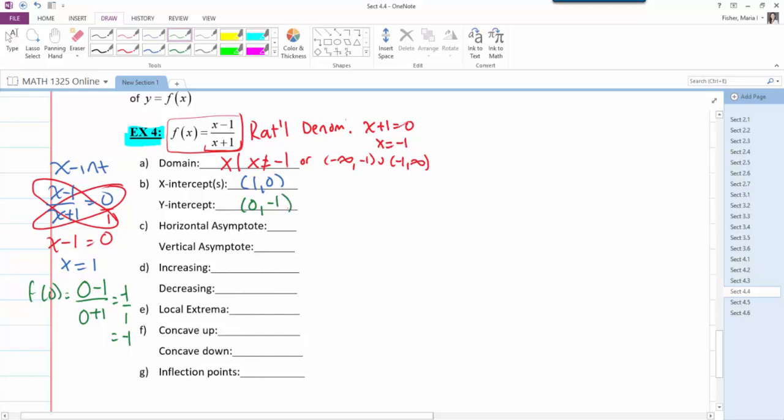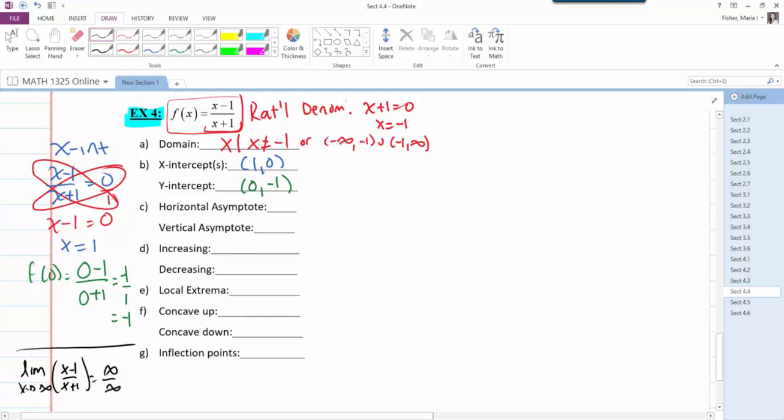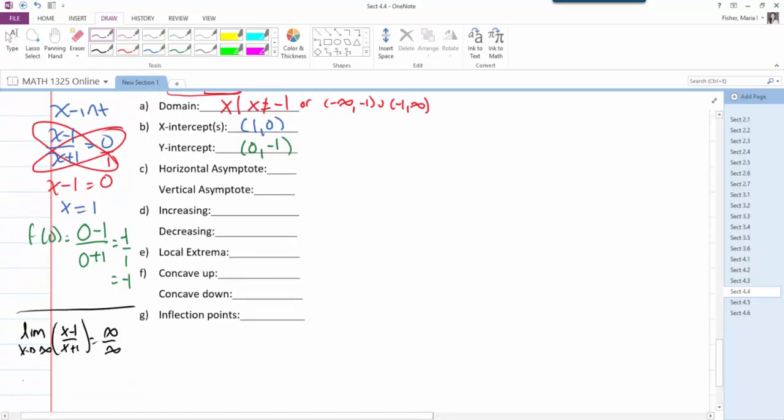Then we need to determine if we have horizontal or vertical asymptotes. Recall, to find a horizontal asymptote, you take the limit at infinity. So the limit as x goes to infinity of (x minus 1) over (x plus 1), well, this is going to be infinity over infinity, so we know we could use L'Hopital's rule. L'Hopital's rule tells us to take the derivative of the numerator. The derivative of x minus 1 is 1, and the derivative of the denominator, x plus 1, is 1, and then take the limit again. So the limit as x approaches infinity of 1 over 1 is just 1, which means that I have a horizontal asymptote at y equals 1.